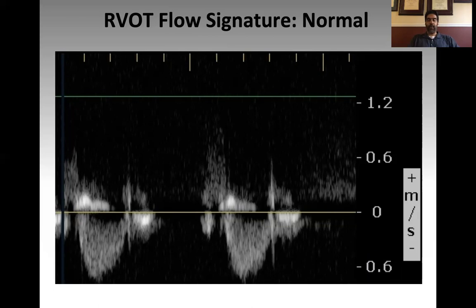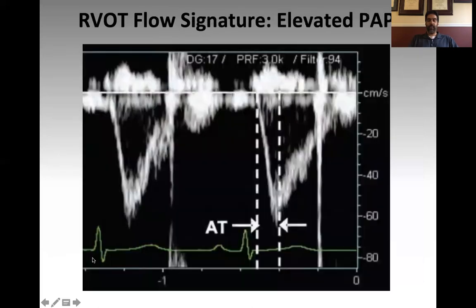That changes when you start to develop elevated right-sided pressure. So once you develop a hypertrophied LV, or more importantly, high downstream afterload, so elevated pulmonary vascular resistance, what will happen is, instead of this nice parabolic shape like the TR jet, what you'll see is something like this. And this looks familiar, right? This looks more like the left ventricular velocity time curve.